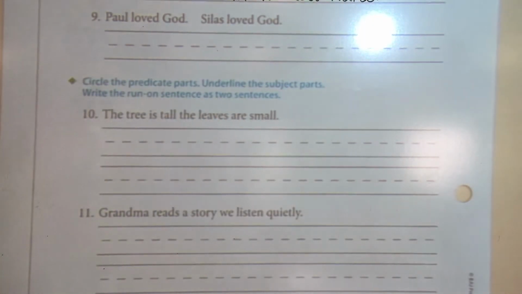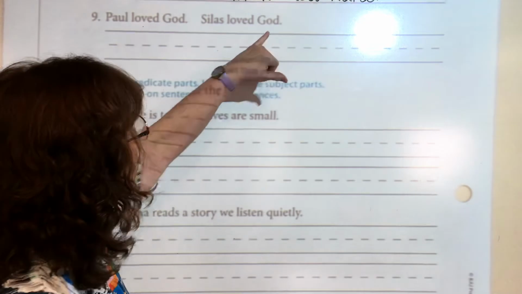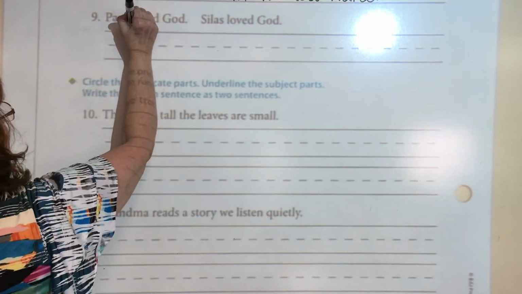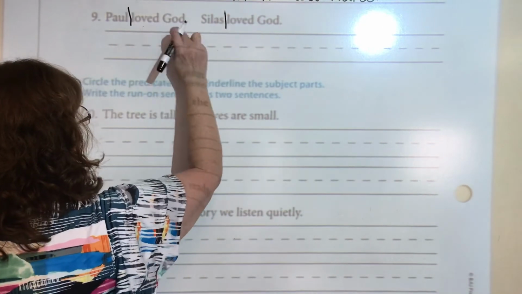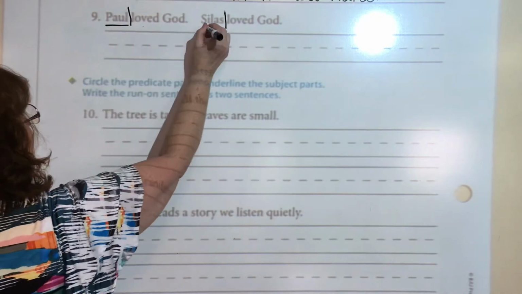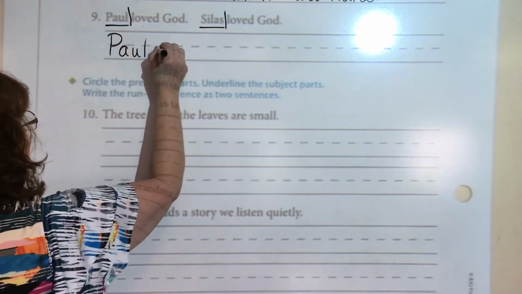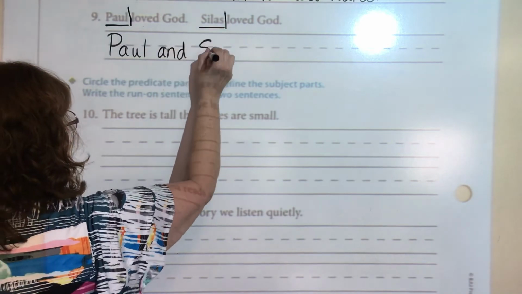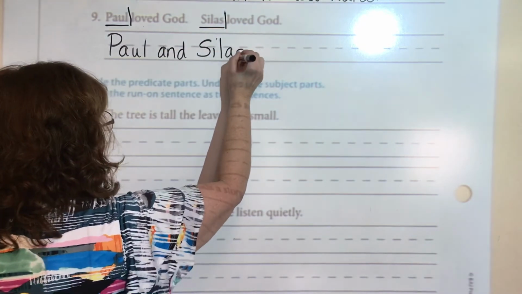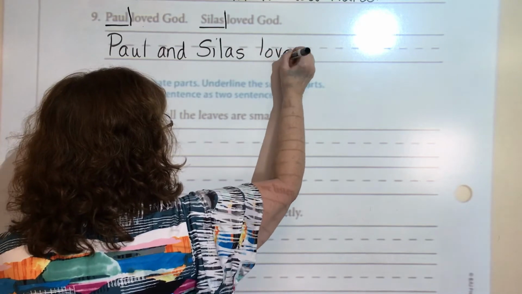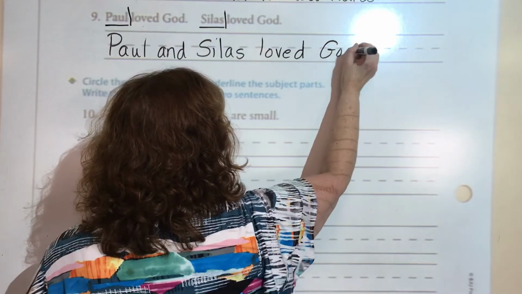Okay, then Paul loved God, Silas loved God. So our predicate is the same, loved God, Paul, Silas. So we're going to combine Paul and Silas loved God.